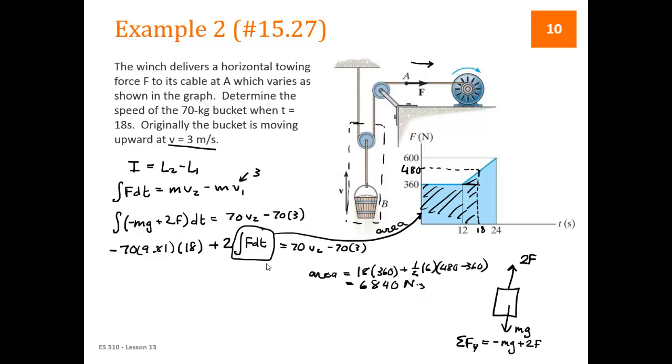All right, so that's what that integral is. So now we can plug in all of our other numbers. We get -70 times 9.81 times 18 plus 2 times 6,840 plus 70 times 3, moving it over to the other side, is equal to 70 times V2. So we can solve for V2 equal to 21.8 meters per second. So same as the previous example, except this time we don't have a constant force, so we use this integral expression, but instead of finding an integral of a mathematical expression, we use the fact that the integral is equal to the area under the graph to find that quantity.